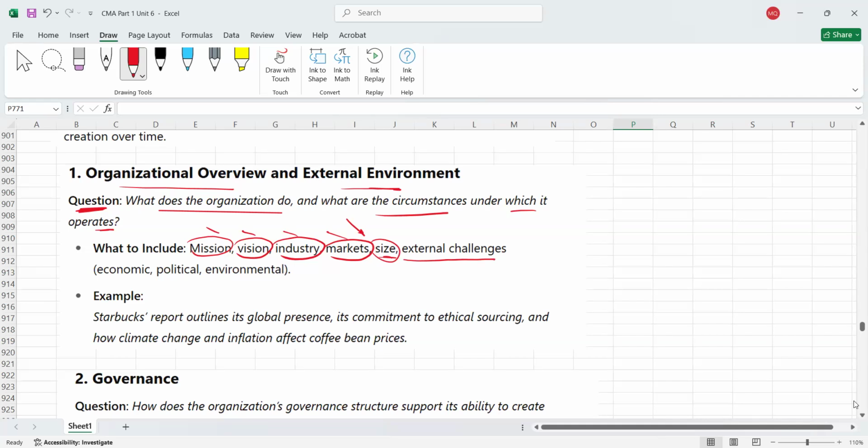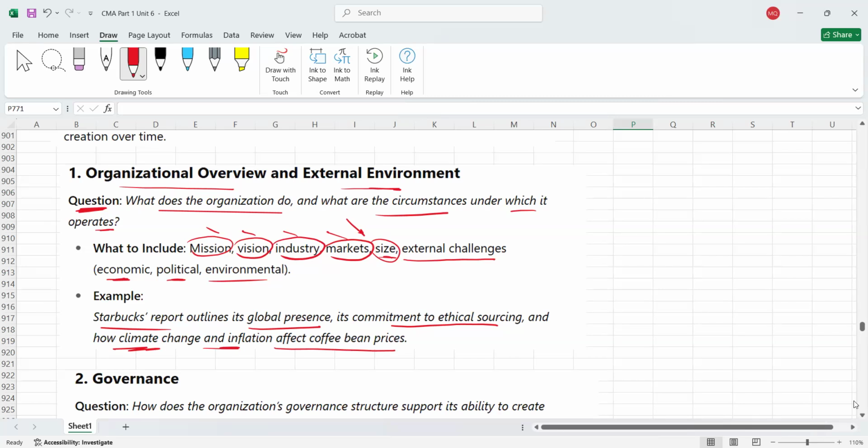External challenges means economical challenges, political challenges, or environmental challenges. Now the examples, I'm quoting an example, for example, the Starbucks report on integrated reporting. It outlines its global presence, which means in which countries they are operating, its commitment to ethical sourcing, like they are justifying how they are purchasing the ingredients or material they need to operate this business, whether these sources are ethical or not, and how climate change and inflation affect coffee bean prices.